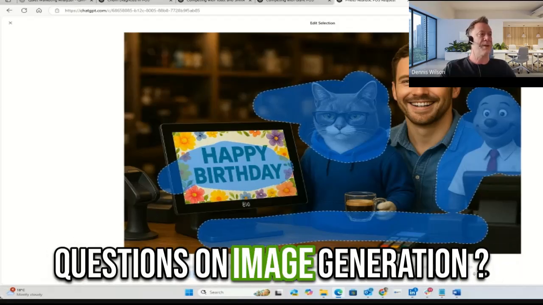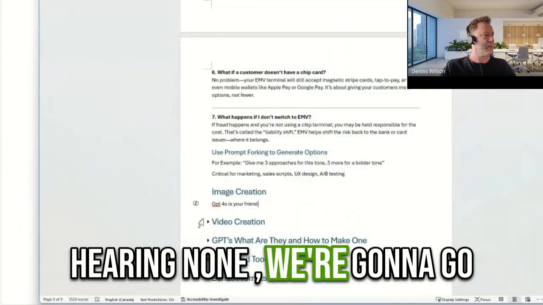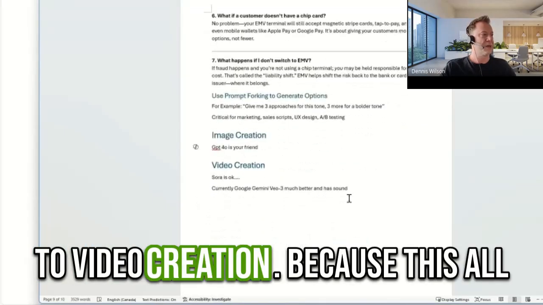Any questions on image generation? Hearing none, we're going to go to video creation.